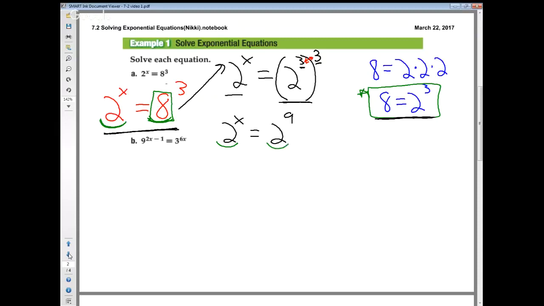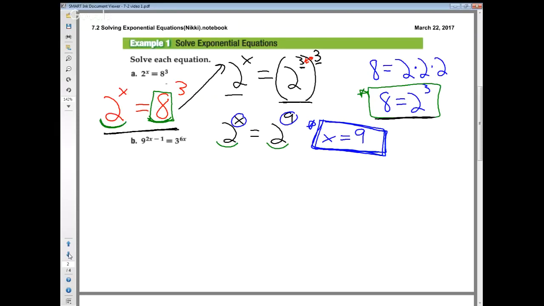Our bases are the same, which means we can just take our exponents and set them equal. So in other words, x is equal to 9, and we have just solved our first exponential equation. In this case, our final answer is x is equal to 9.